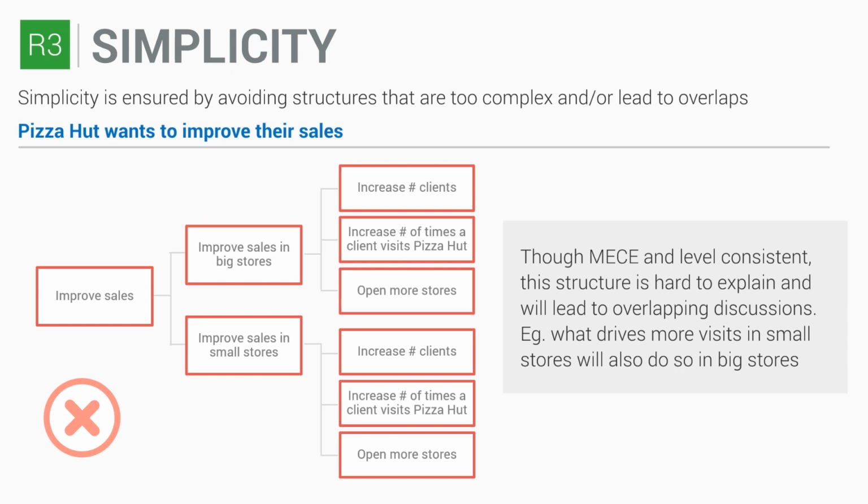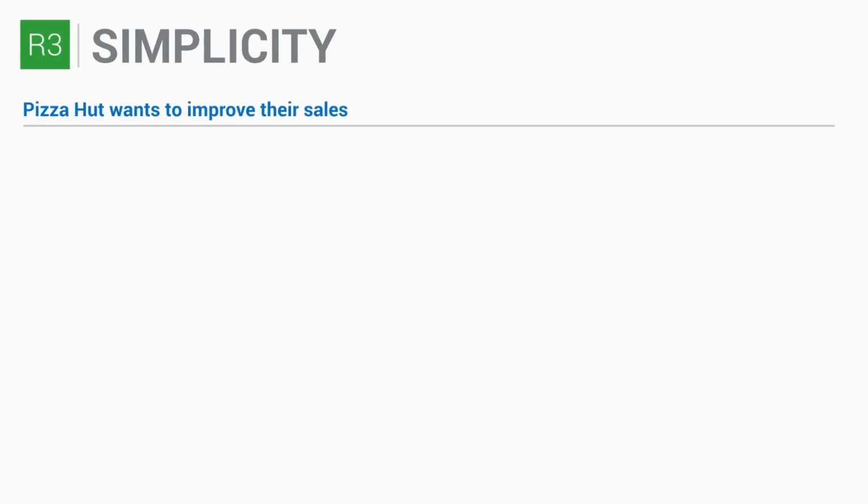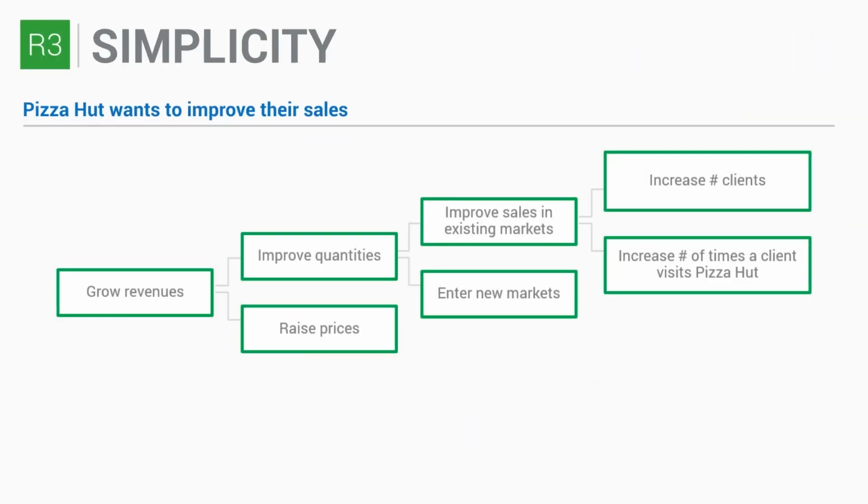Although MECE and level consistent, this structure is hard to explain and will lead to overlapping discussions. For example, whatever drives more visits in small stores will likely also do so in big stores. As such, you should try to simplify it. Let's look at a different structure for the same problem statement.